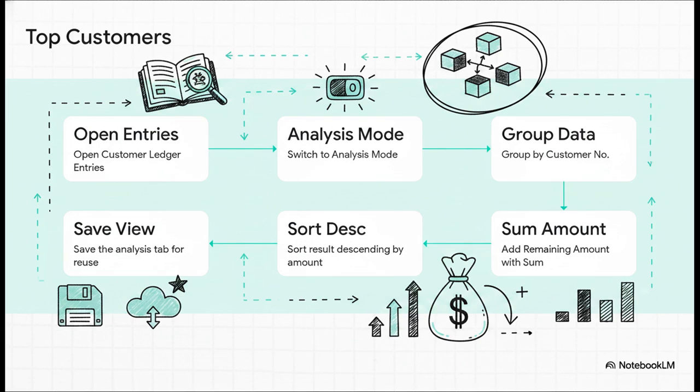Boom, you're in. Next, you're going to group your data by customer number and grab the remaining amount field, making sure to set that to sum. To finish the whole thing off, just sort it descending so the absolute highest values float right up to the top, and save your new tab as top customers. Just like that, you have entirely replaced a static report.